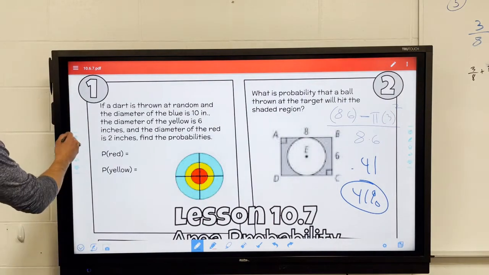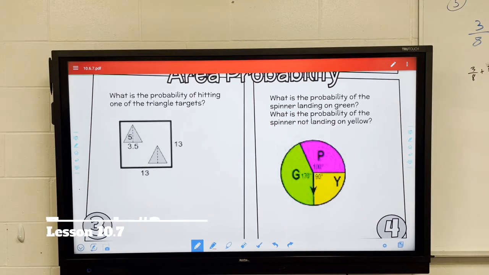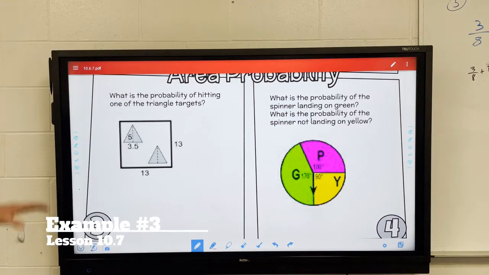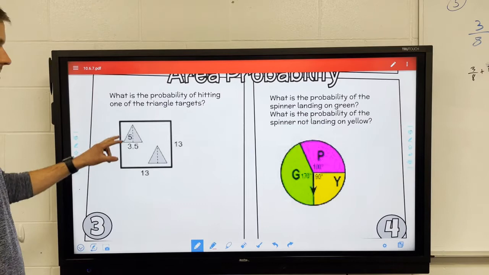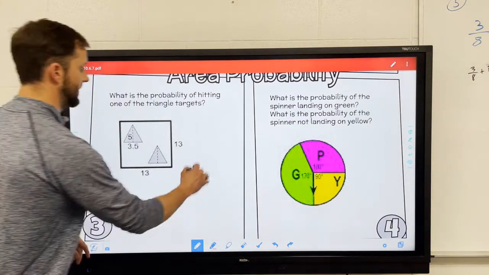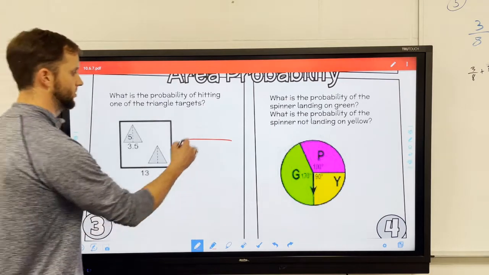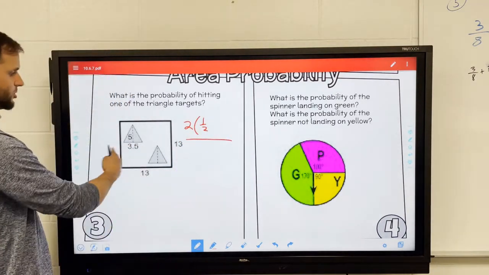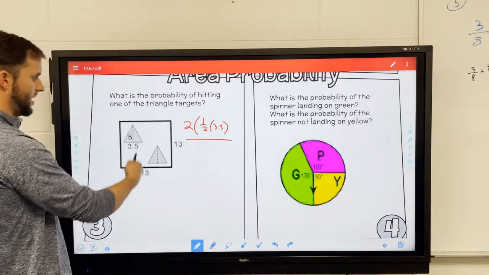Okay, let's jump to example number 3. It says, what is the probability of hitting one of the triangle targets? Remember, I want to hit the triangles. I have 2 triangles and they're congruent, so I have to do 2 times the area of a triangle. So I'm going to do 2 times 1/2. The base of my triangle is 3.5 and the height is 5.